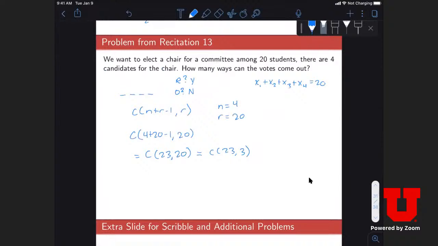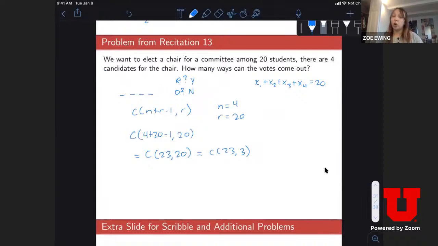So I guess that means you could have nobody vote in that case. Well, we wouldn't have nobody vote, but it would mean one person could get 0 votes, and then the others would distribute the 20 votes between them. Okay.